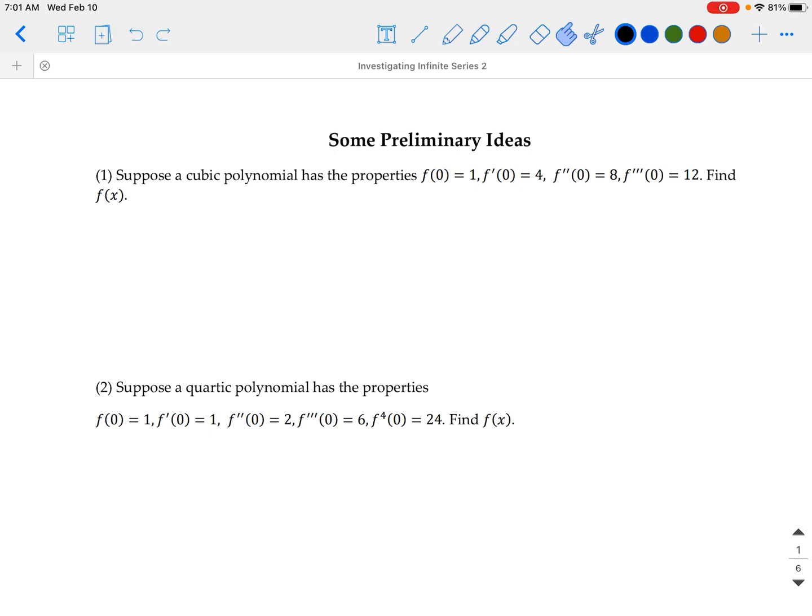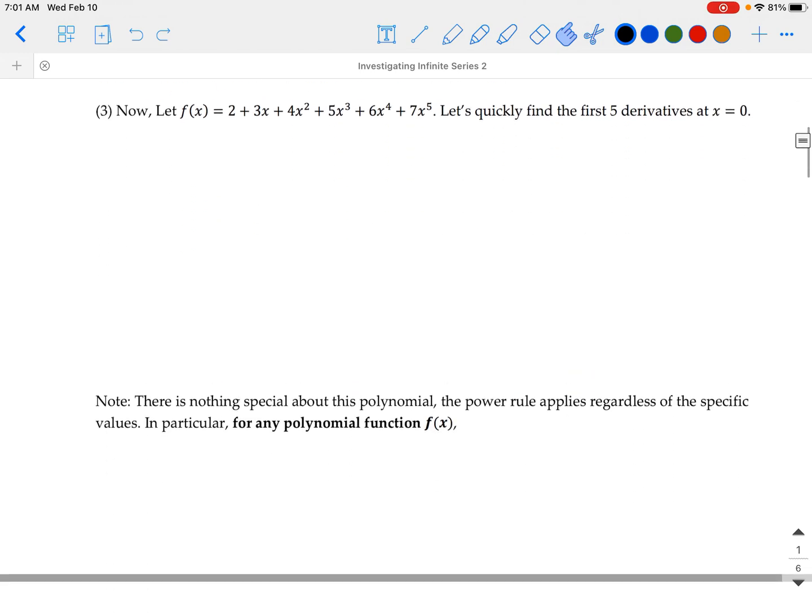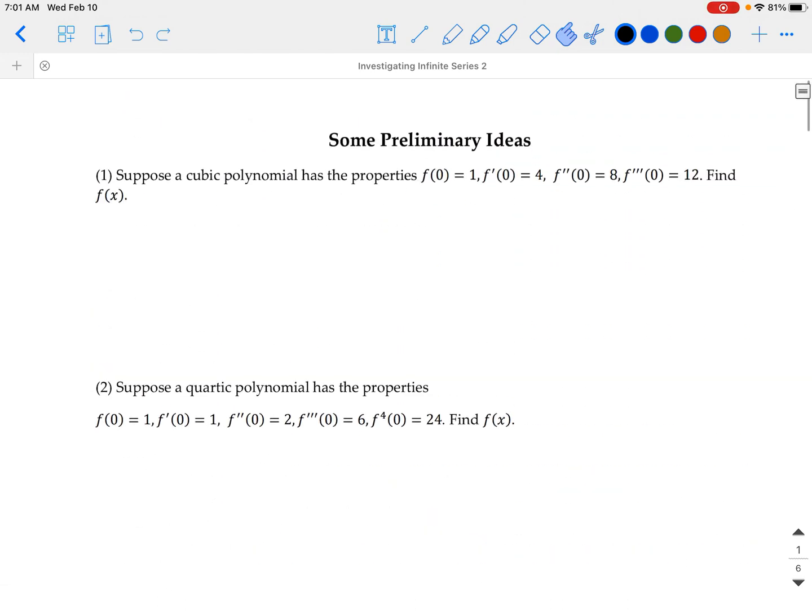So we are going to be jumping into this investigating infinite series set of notes, which is similar to where we ended the notes last time in talking about series. We're going to start with just a few examples to get started. And this is going to be an important idea in connecting the derivatives of a function with the equation of a function. In other words, the derivatives of a function determine the coefficients of a function, which is going to be kind of interesting.